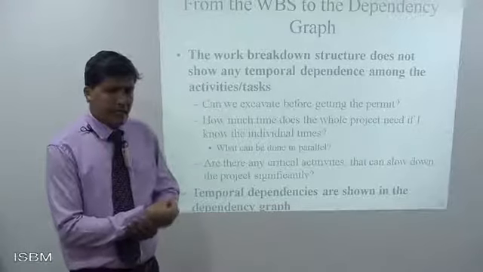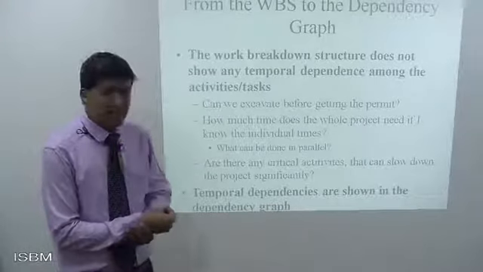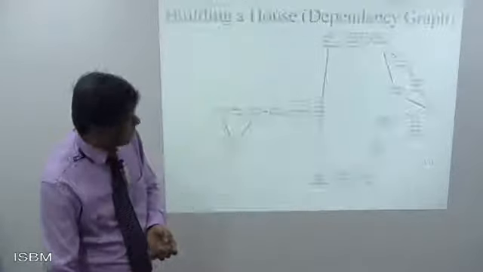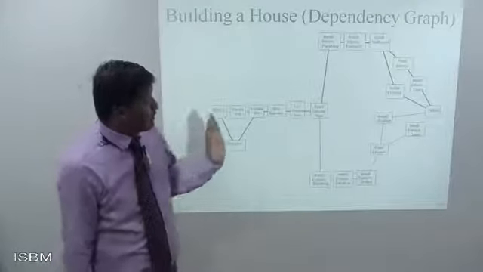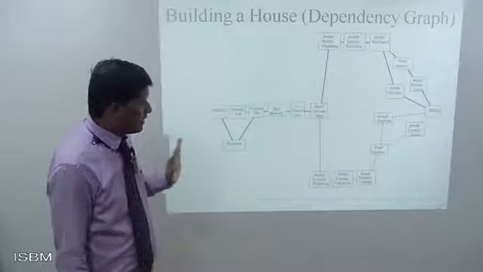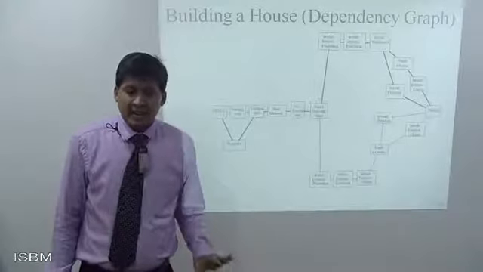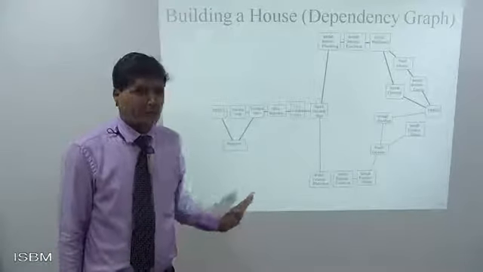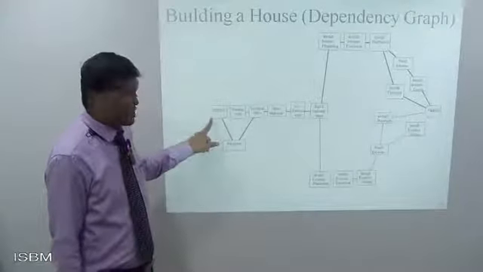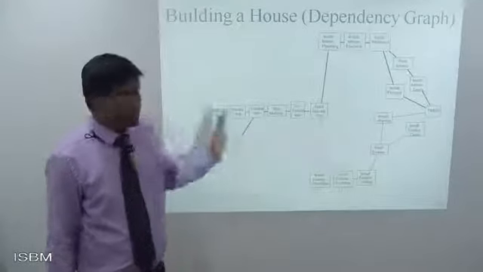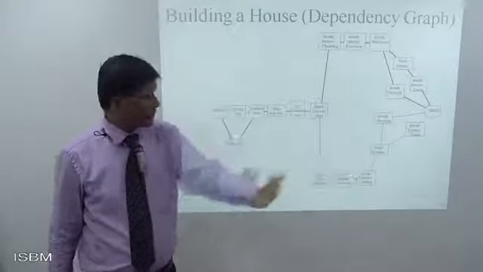Temporal dependencies are shown in the dependency graph as well. So, the dependency graph is put up in a kind of network diagram, in a kind of layout. So we have a start on one hand and the finish on the other hand. So we are moving from left to right.